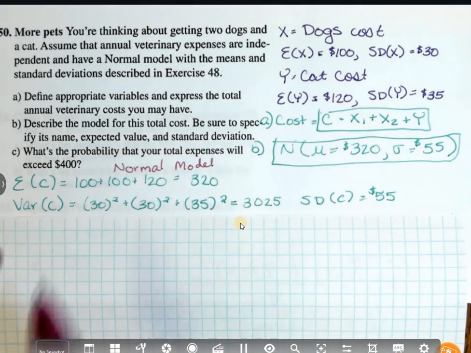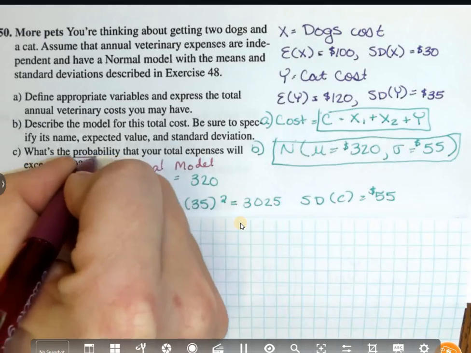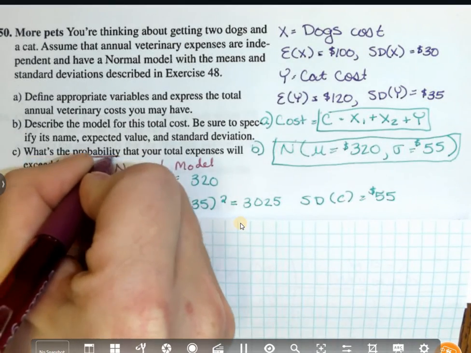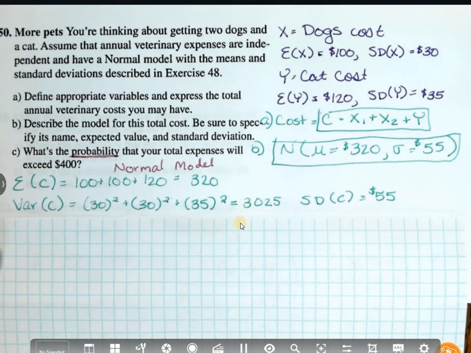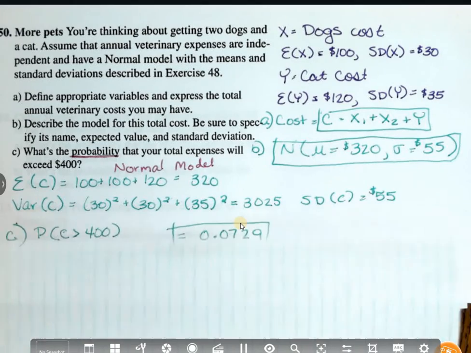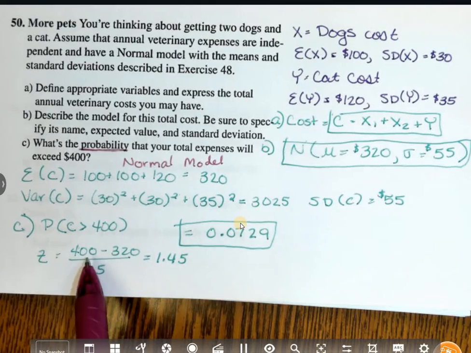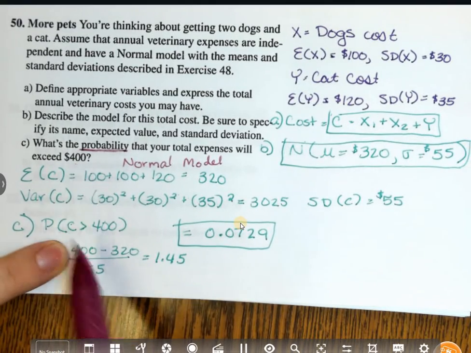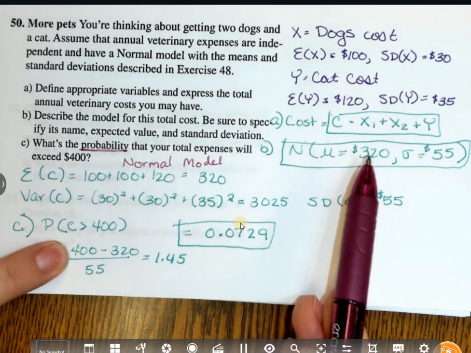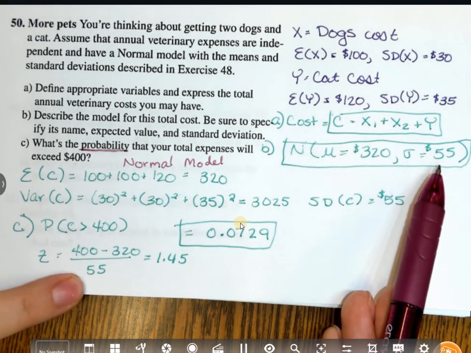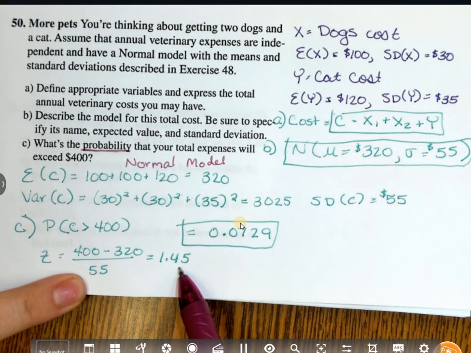And then for the end, if I'm asking you to calculate a probability, what do you have to show me as part of your probability calculations? Z-score. So for this guy, my Z-score is the number I'm talking about minus the mean, over the standard deviation. So my Z-score is 1.45.